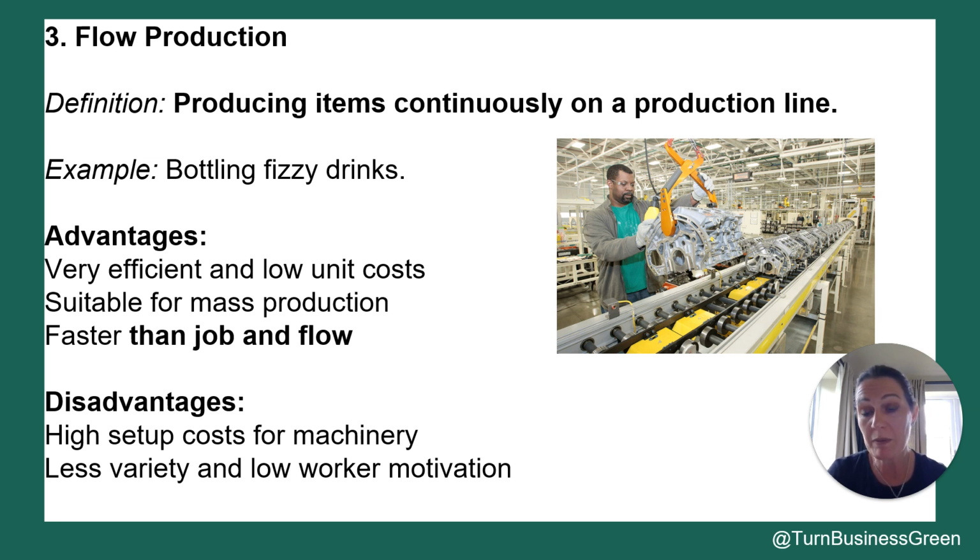Or any of the products that we know, mass consumer products that are identical and produced in high volume. Maybe packets of crisps might be made on a production line. Maybe some clothing garments might be made on a production line. Continuous, fast production of identical products. The advantages are it's very efficient, with a low unit cost. It costs less to produce each item than using job or batch production.